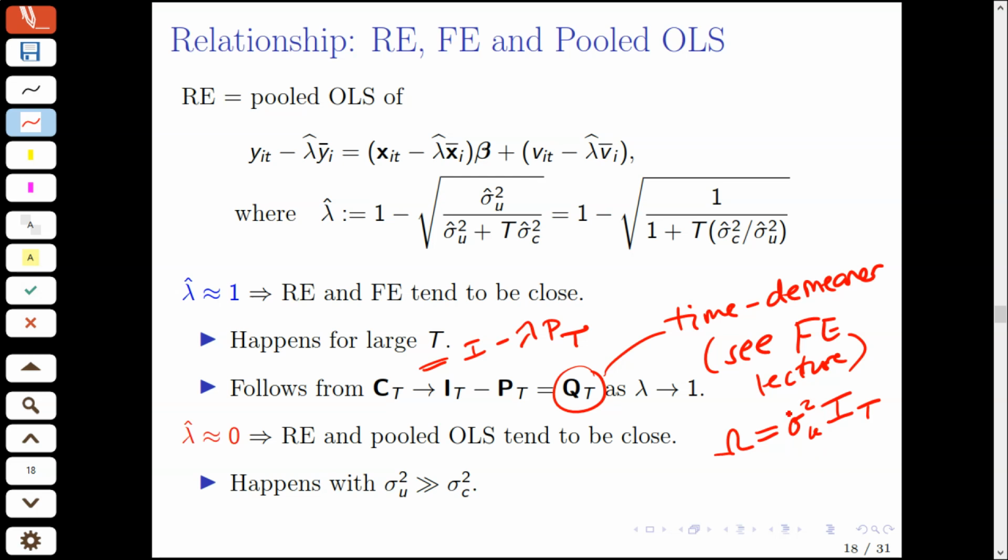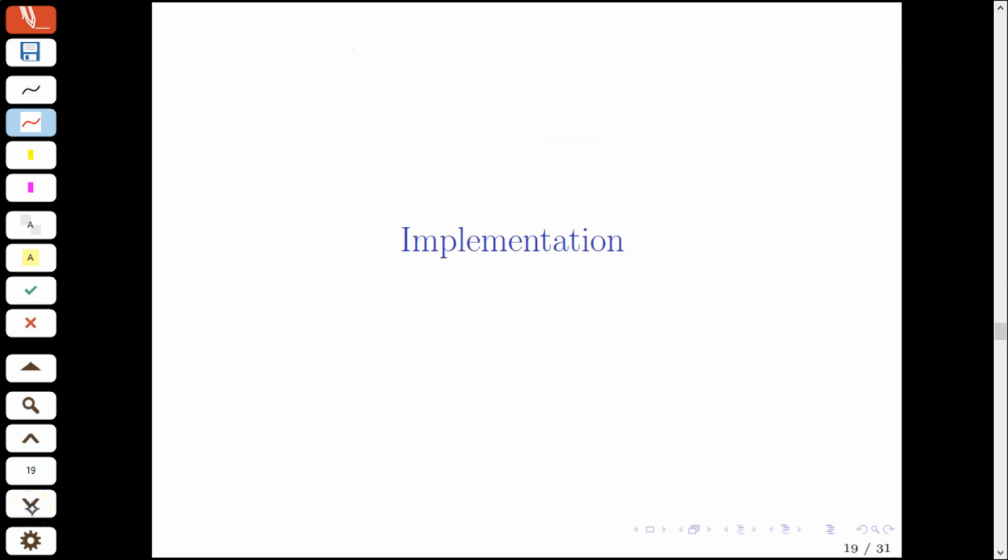A lambda being close to 0, or rather its estimate being close to 0, you may see that it's expected to happen when the variance of the idiosyncratic error exceeds the variance of the individual effect by much. Thus far, we've taken it as given that we have a consistent estimator of each variance component available. In practice, we need to construct such estimators.